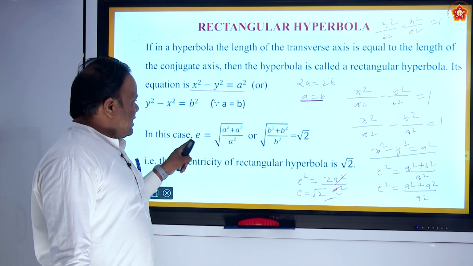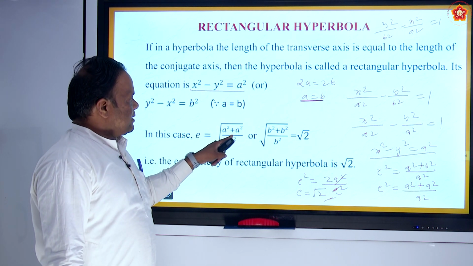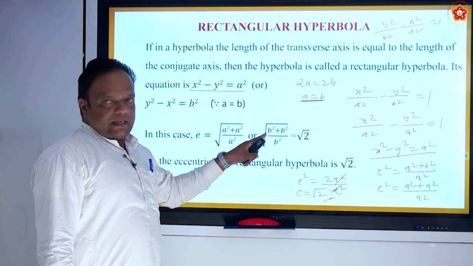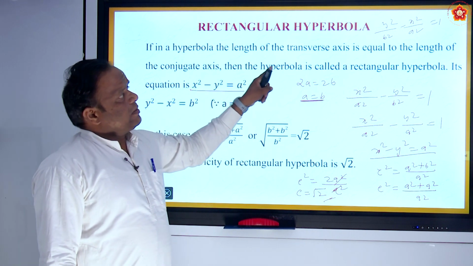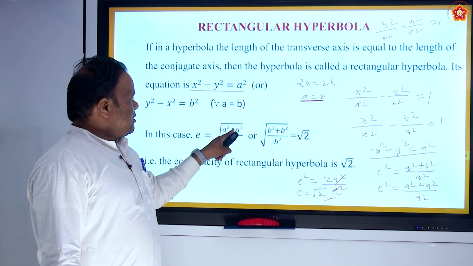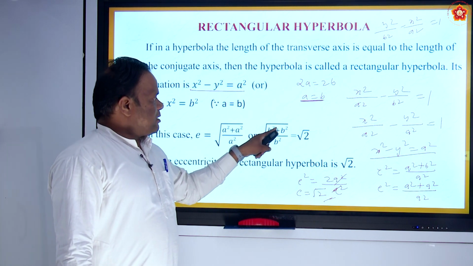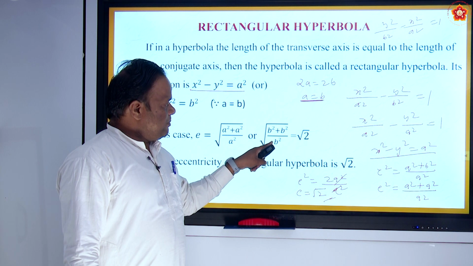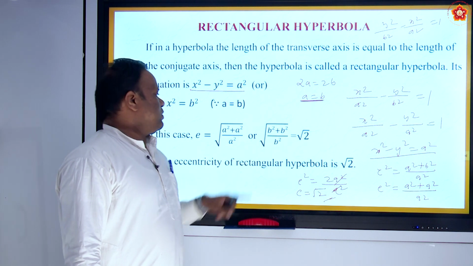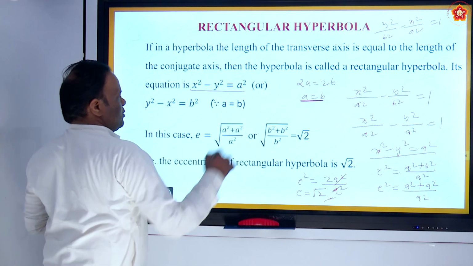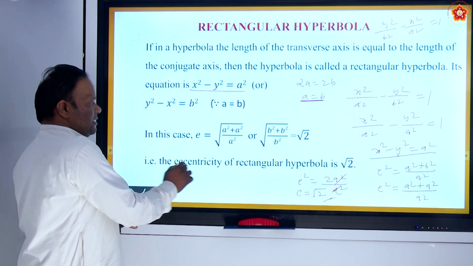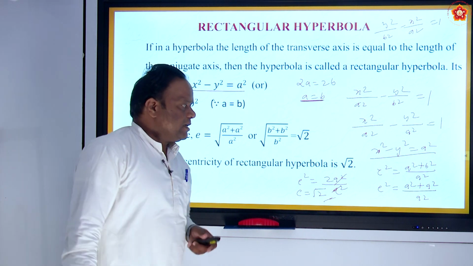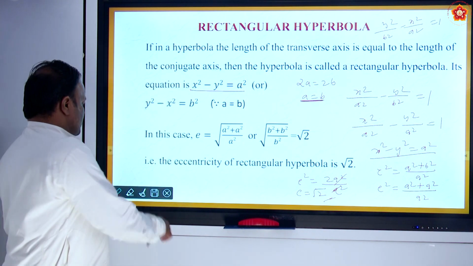So, in this case, e equal to root of a square plus a square divided by a square, since the length of transverse axis is equal to length of conjugate axis. Means a square plus a square by a square, or dividing by b square, 2b square by b square, b square gets cancelled, root 2. Here also root 2 is coming. Root 2 is the eccentricity of the rectangular hyperbola. Therefore, the eccentricity of the rectangular hyperbola is root 2. Okay. Next.